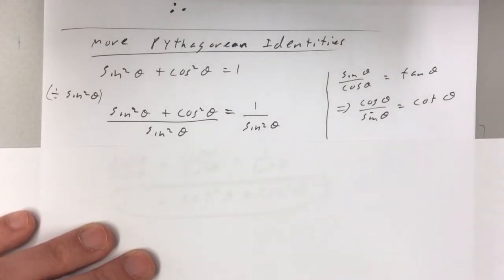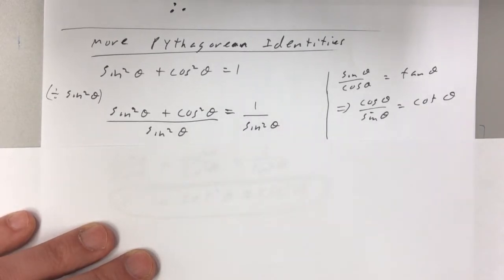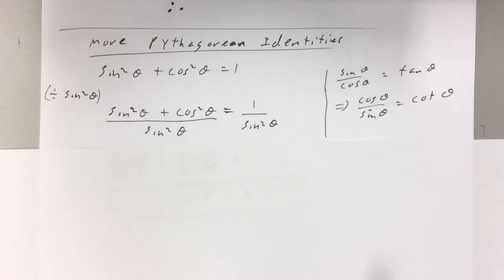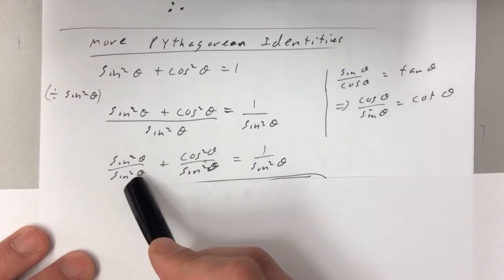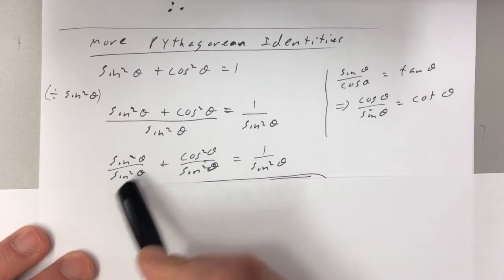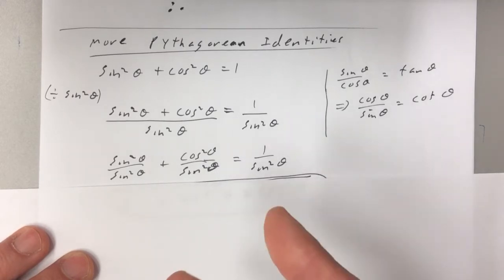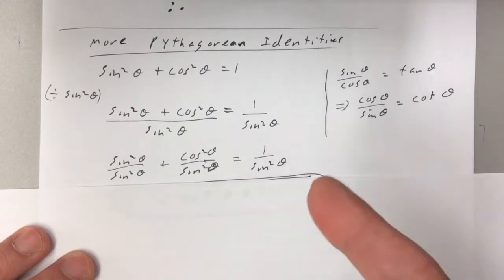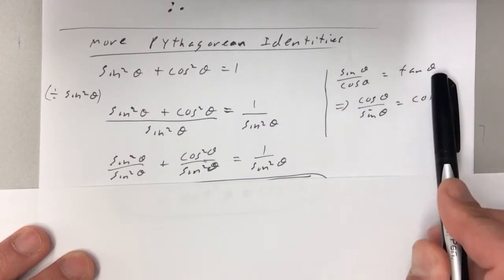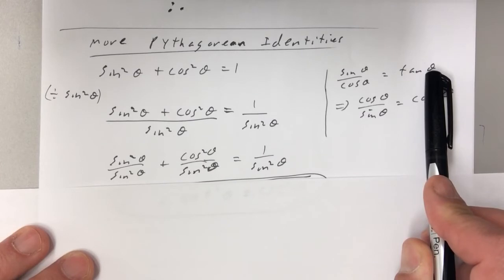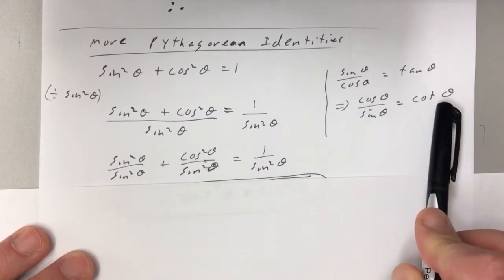Okay, now the next step is to recognize that we have a common denominator here. We can break that up, so we can just write it like this. And sine squared over sine squared equals 1. Cos squared theta over sine squared theta, well, that kind of looks like sine squared theta over cos squared theta, but it is the reciprocal. And if we know that sine theta over cos theta equals tan theta, then cos theta over sine theta, which is the reciprocal, must equal cotan theta.